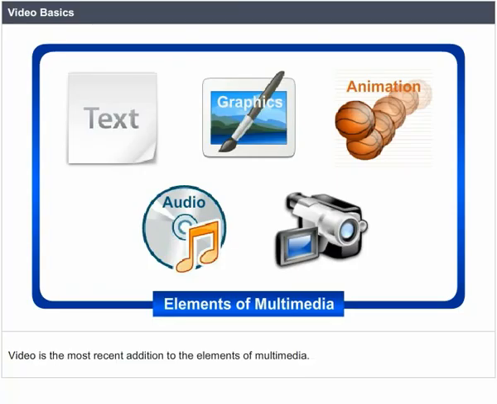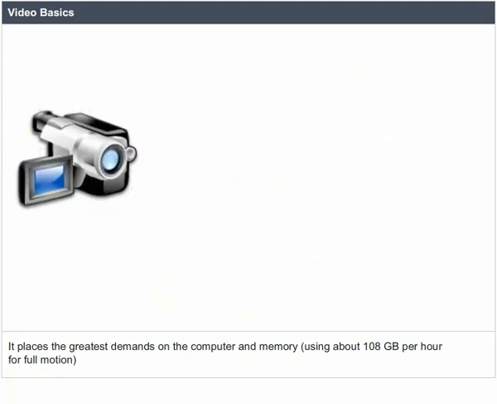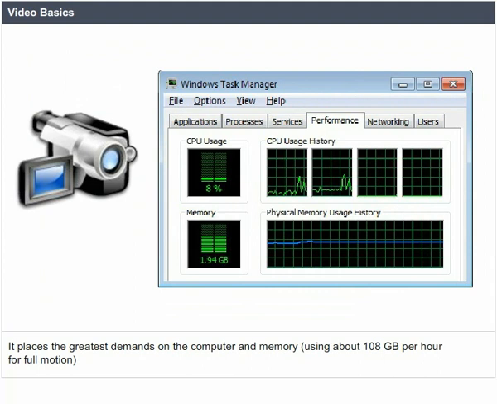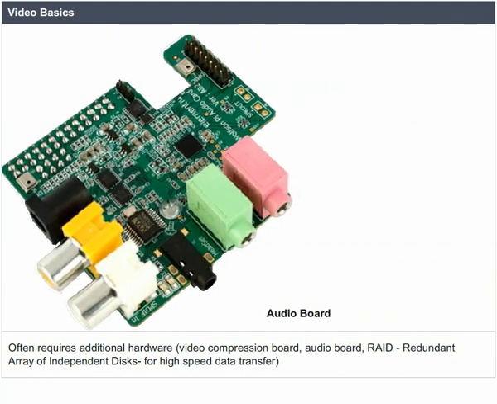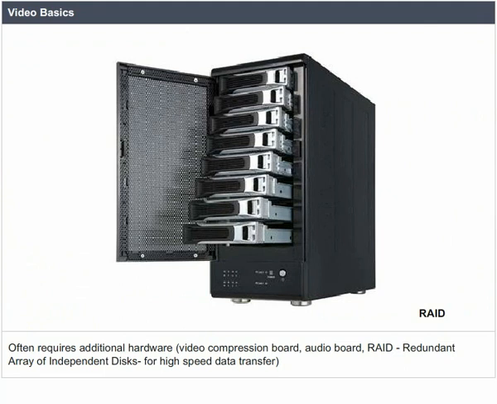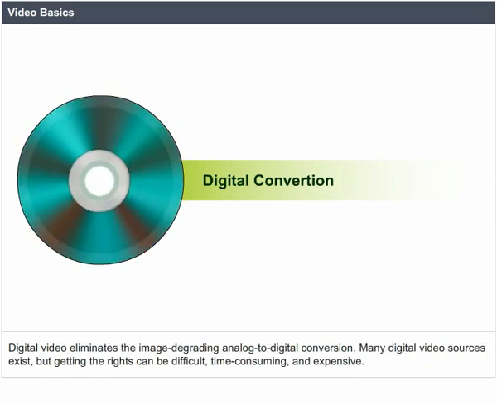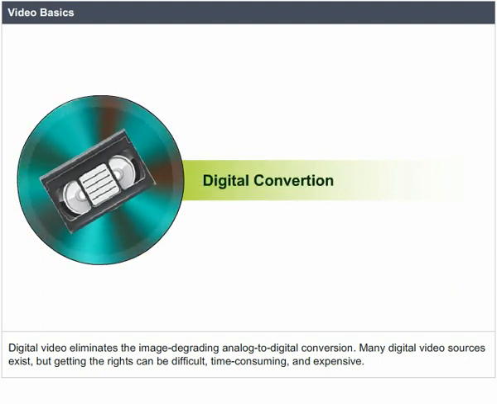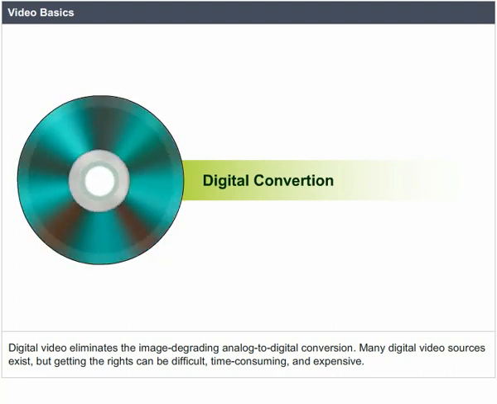Video basics. Video is the most recent addition to the elements of multimedia. It places the greatest demands on the computer and memory, using about 108 GB per hour for full motion. It often requires additional hardware: a video compression board, an audio board, and RAID, redundant array of independent disks, for high-speed data transfer. Digital video devices produce excellent finished products at a fraction of the cost of analog. Digital video eliminates the image-degrading analog-to-digital conversion. Many digital video sources exist, but getting the rights can be difficult, time-consuming, and expensive.